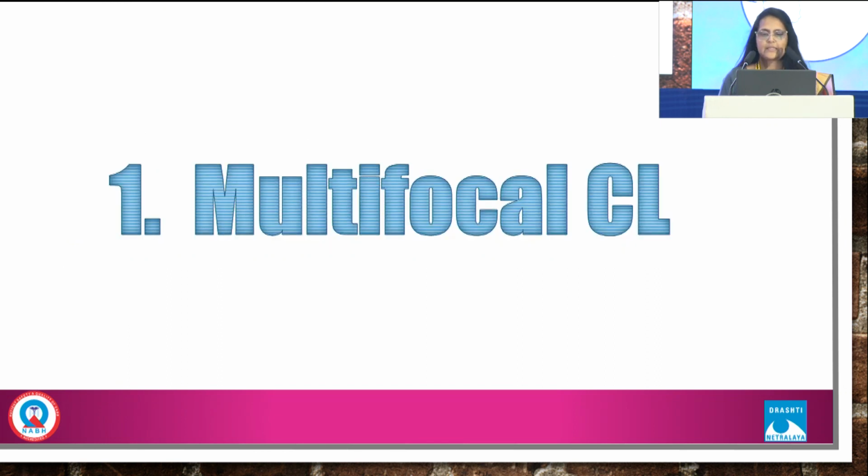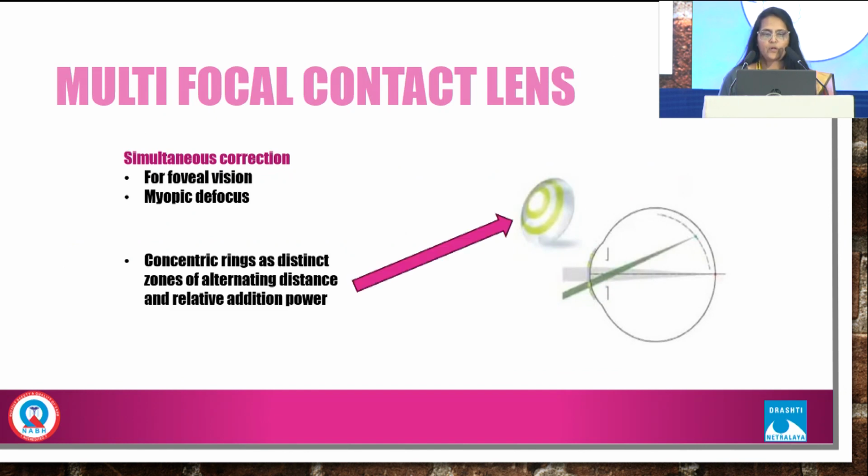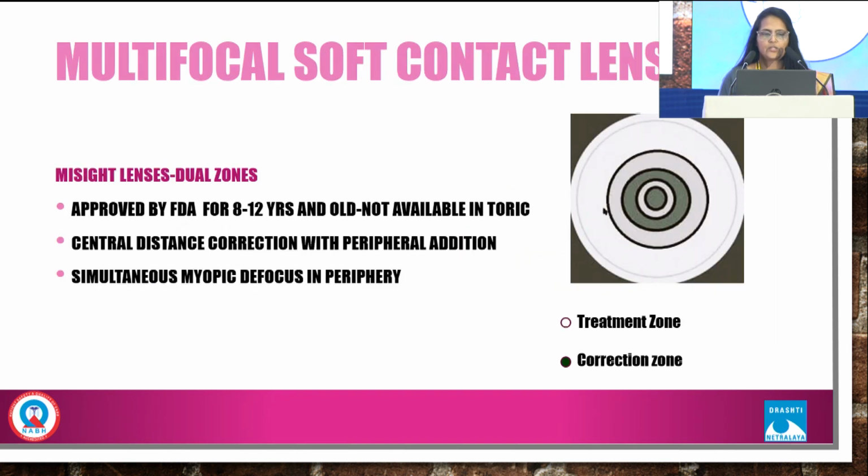So we have the option of the multifocal contact lens, a simultaneous correction for foveal vision and myopic defocus. Again, there are concentric rings as distant zones of alternating distance and relative addition power. We can see there is a treatment zone and a correction zone. This is the MiSight Cooper Vision lens, which is the only lens approved by the FDA.